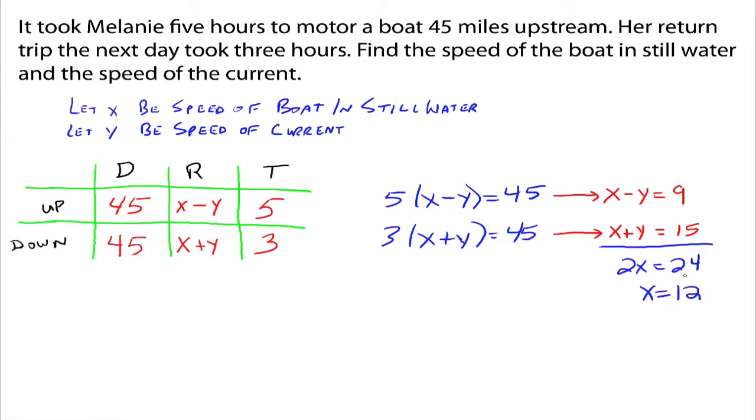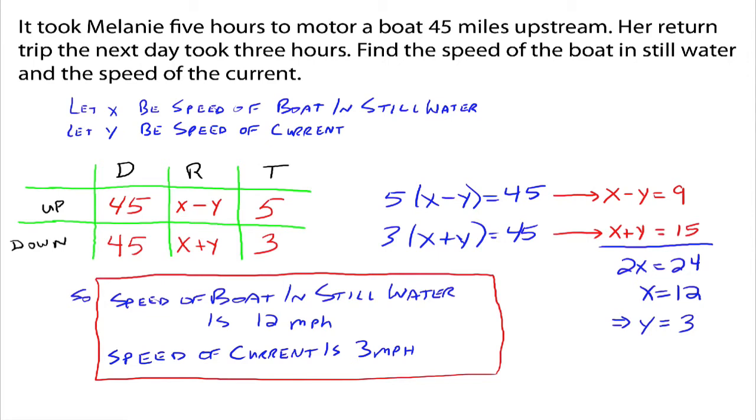Right? And what did x represent? It represented the speed of the boat in still water. So the speed of the boat in still water is 12 miles per hour. All right? So we know that x plus y has to equal 15, right, from just this above equation right here. So that implies that y has to equal, well, if x is 12, 12 plus what equals 15, y equals 3. So the speed of the boat in still water is 12 miles per hour, and the speed of the current is 3 miles per hour.